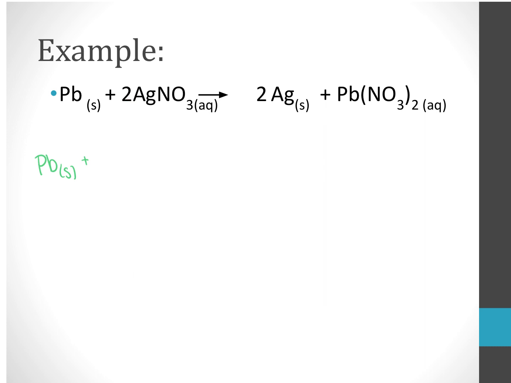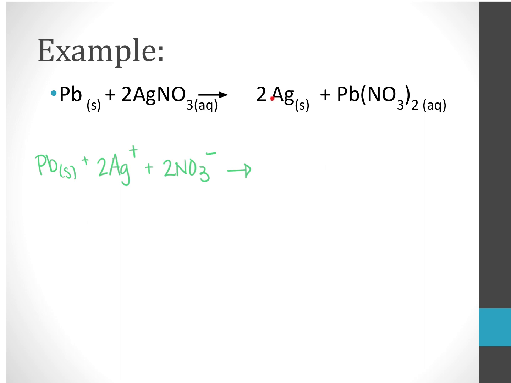So it breaks up into 2 silver ions. So I'm going to write 2Ag. And then if you look at the back of your periodic table, what is the charge of Ag? Okay, so it's +1. And then this 2 also distributes to the nitrate. So I'm going to write 2 nitrates, NO3. And again, if you look at the back of your periodic table, what's the charge of nitrate? -1.